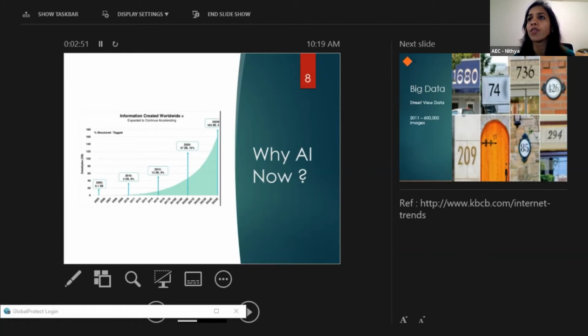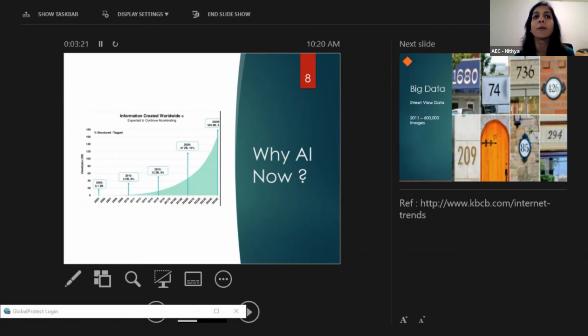In 2005, you had around 0.1 zettabyte. I had to Google myself to see what a zettabyte is. 1 zettabyte is 1 trillion gigabytes. Okay, so starting from 0.1 zettabyte in 2005, in 2020 we are at approximately 47 zettabytes, and that's the data that we have produced so far.